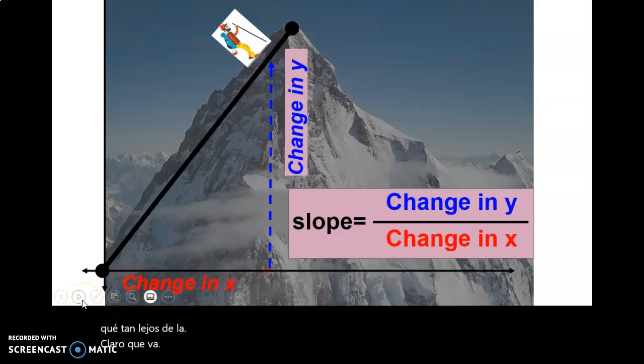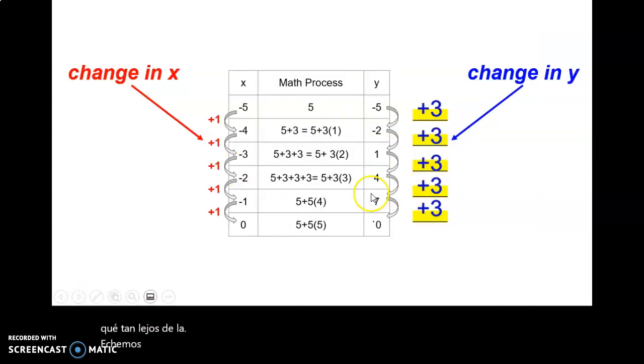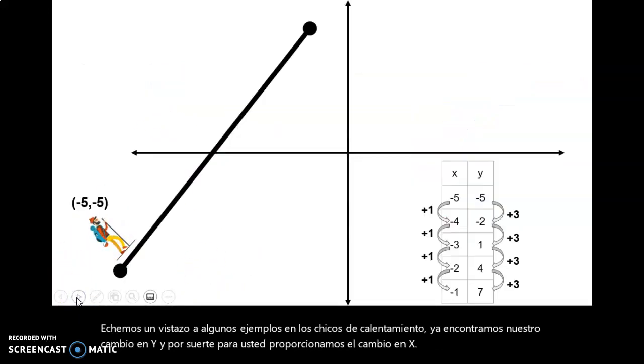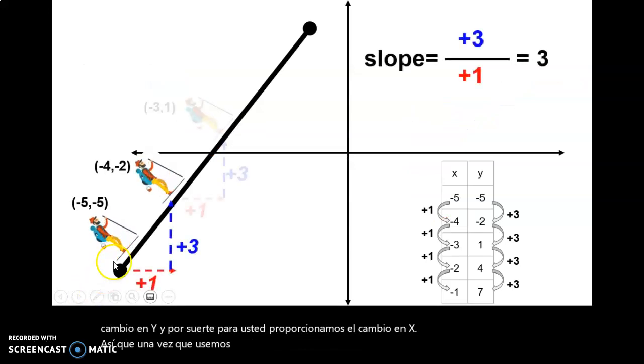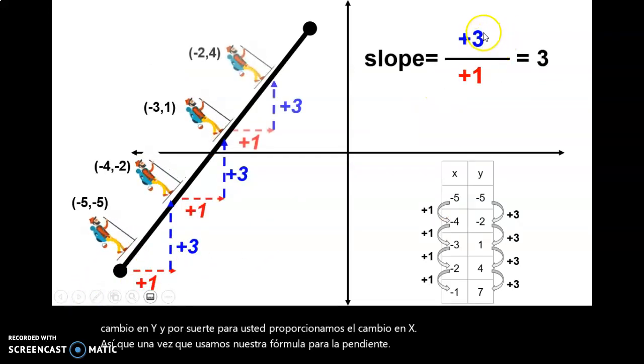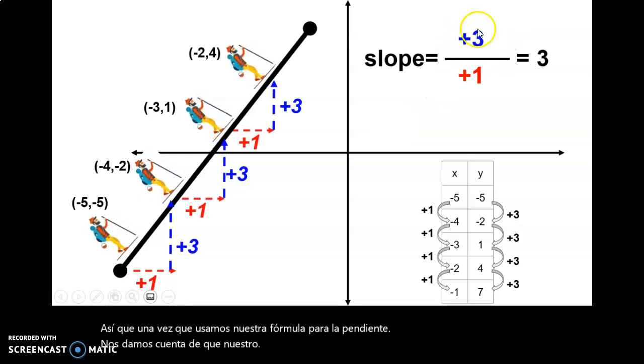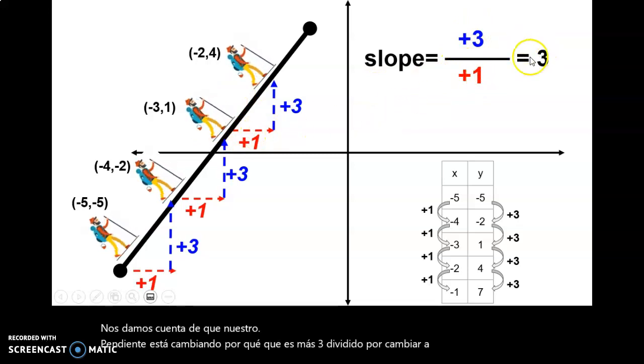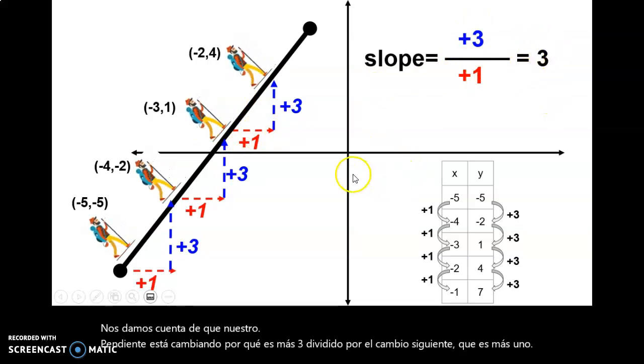Let's take a look at some examples. In the warm-up, guys, we already found our change in y, and luckily for you, we provided the change in x. So once we use our formula for slope, we notice that our slope is change in y, which is +3, divided by change in x, which is +1, for a slope of 3.